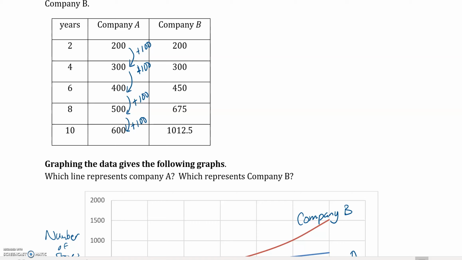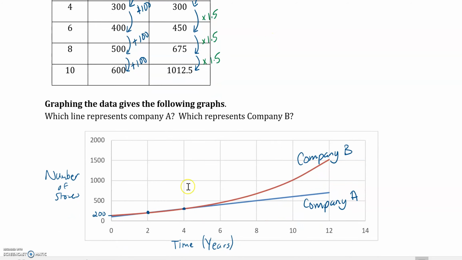Whereas company B can be seen to increase by a certain ratio. So if there's a value, you can multiply each of the previous values by to arrive at the next value. And that value is 1.5. So we're multiplying each and every single value by 1.5, a common ratio, to arrive at the next value. And that is what you call an exponential equation.